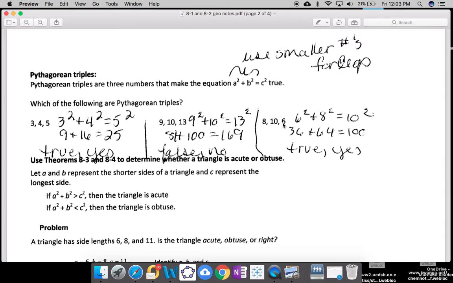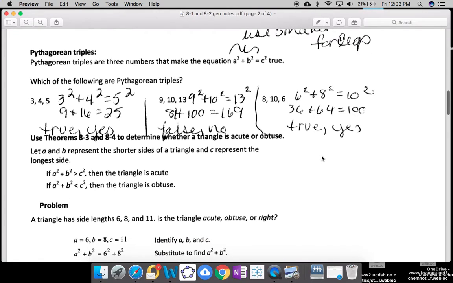8, 10, and 6. Don't add up the first two, add up the smallest two squared. 6 squared plus 8 squared, does that equal 10 squared? Yes, that is true, so we have a Pythagorean triple.